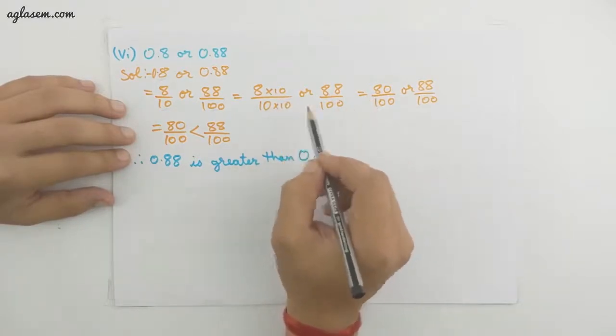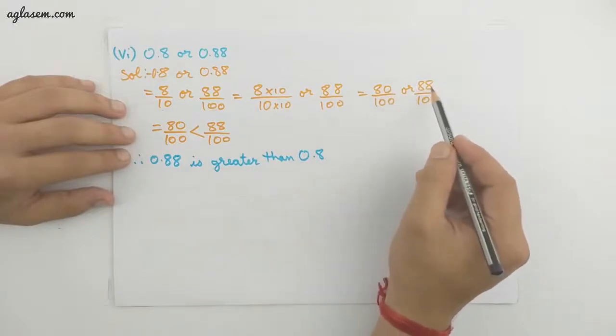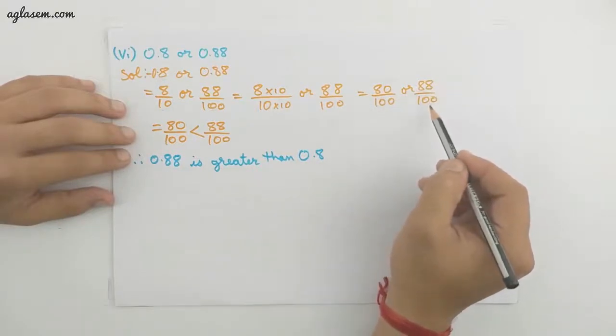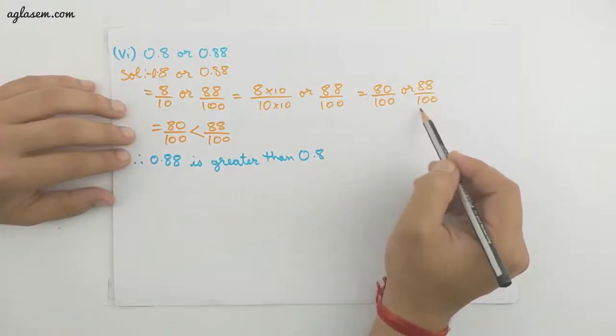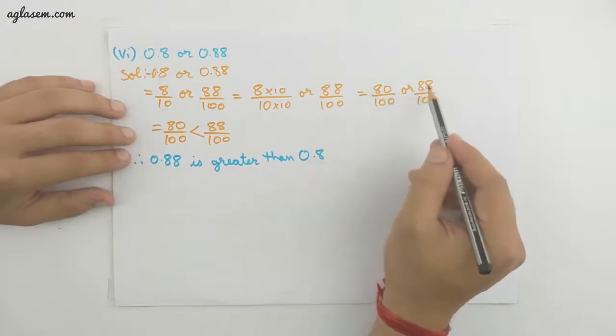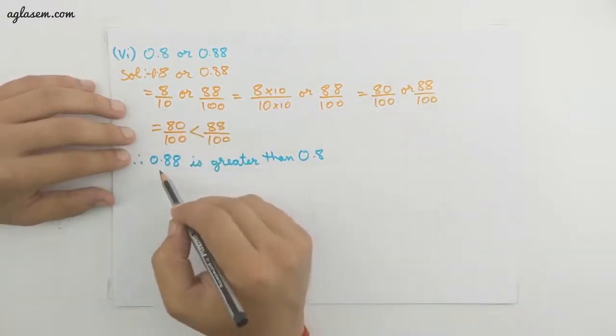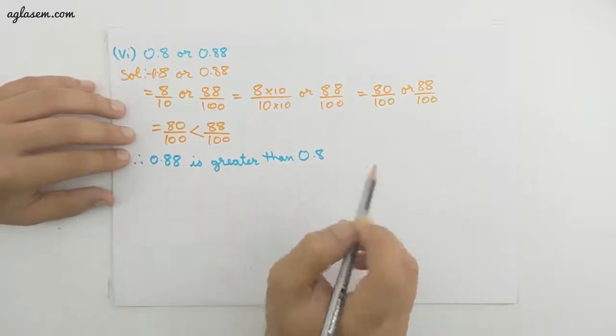After multiplying by 10 on the left side, we will get 80 upon 100 and the right side will be 88 upon 100 itself. Now we have a common base, 100 and 100. Now we have to see which side is greater. Well, 88 is greater than 80, that means 0.88 is greater than 0.8.